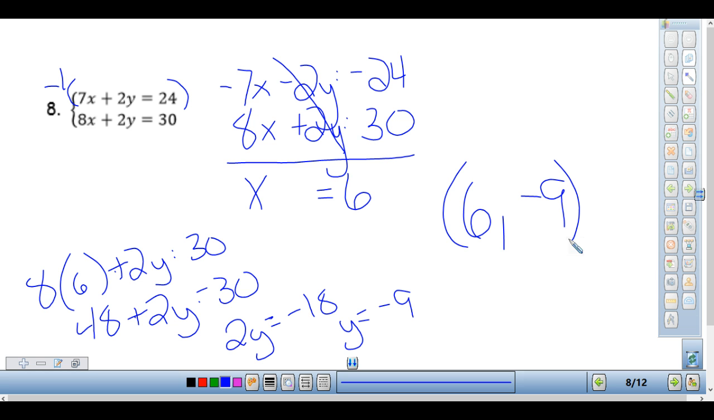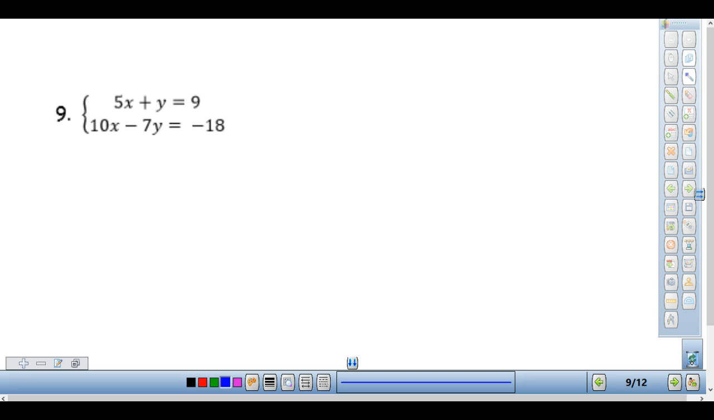-9 for number 8. Okay, number 10 or number 9. Could have done it two ways. Somebody asked if they could multiply the top by 7, and that's just fine. But I did the first time through, and I think most of us multiplied by a -2.